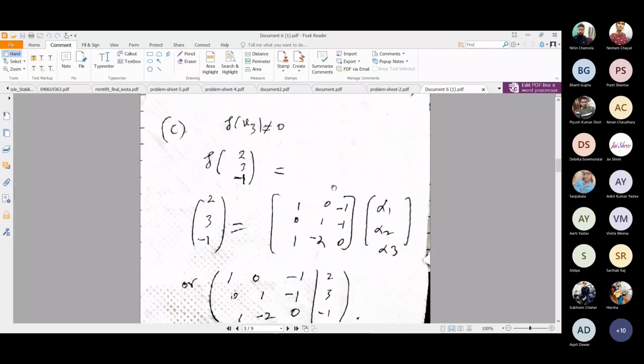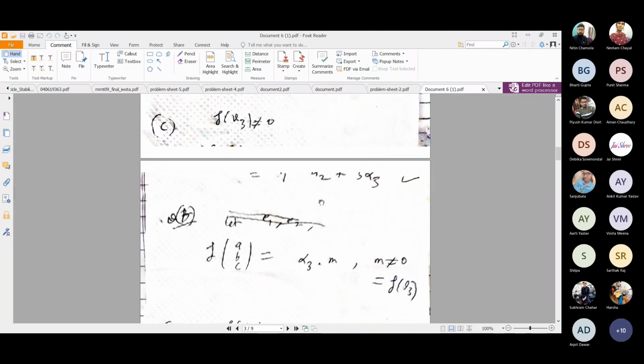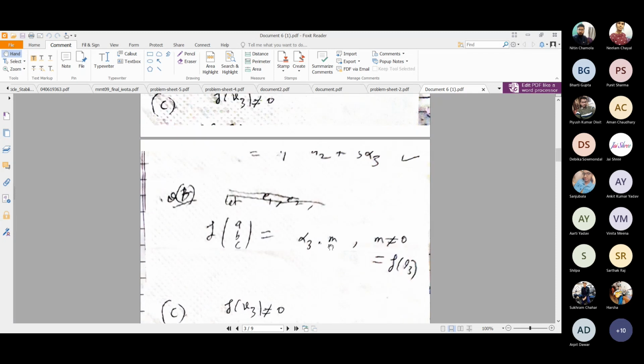Okay, sir. So in the previous question, so okay, we come back to this part 2. So one student is answered this part 2, and how will you ensure right now here this alpha 3 is non-zero?